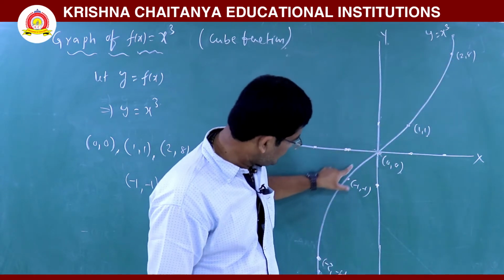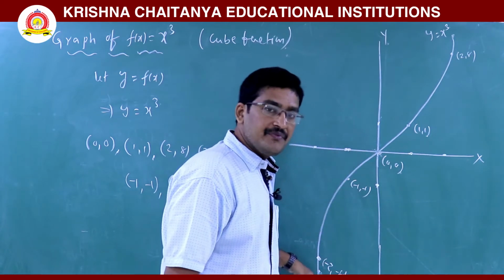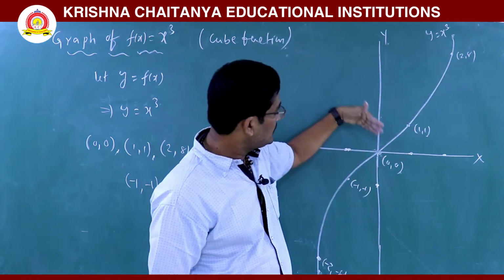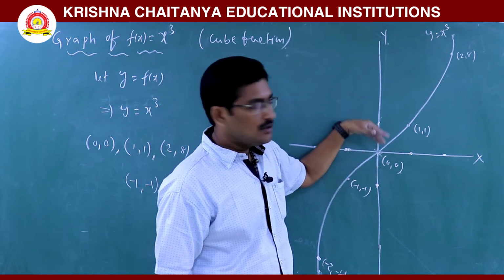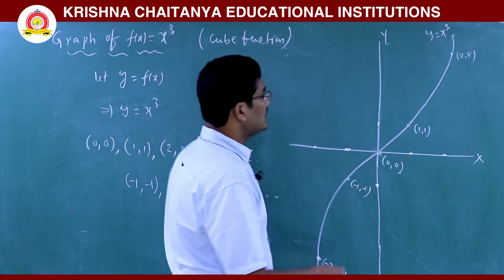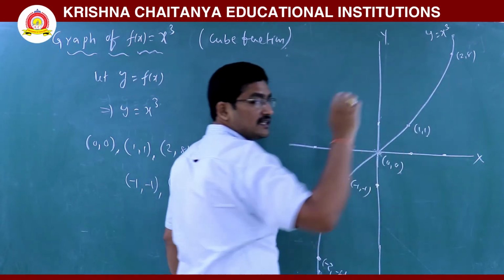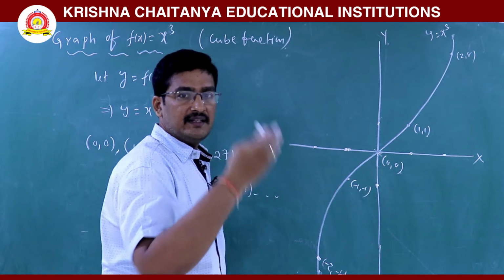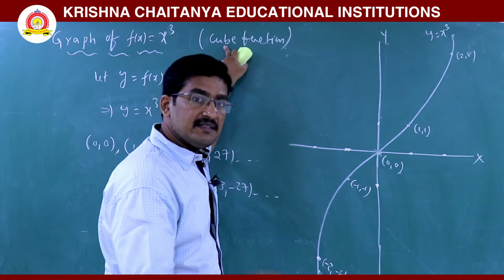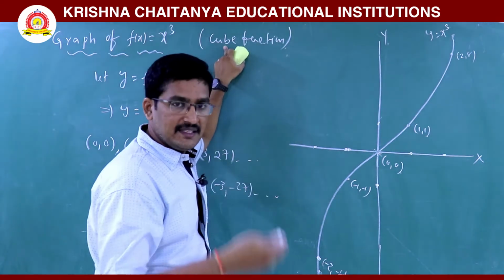Every point on this part is a mirror image of the point in this part with respect to origin. Origin is a mirror. So we have to say this curve is symmetric about origin. But y equal to x square has a shape like this. That one is symmetric about y-axis. In the square function, y-axis is the mirror, not in the cubic function.